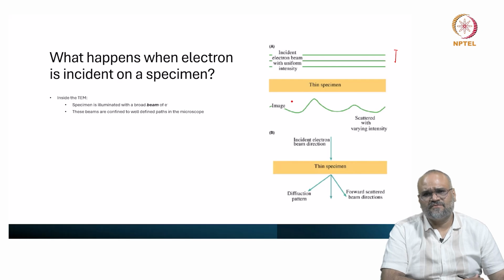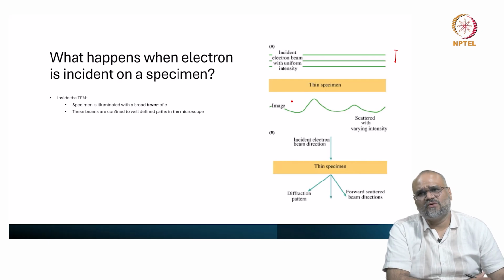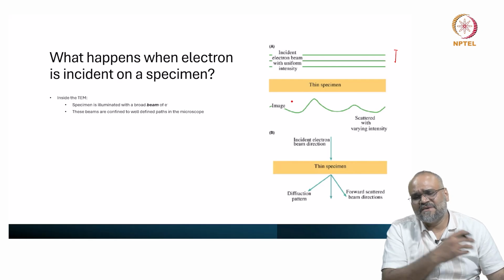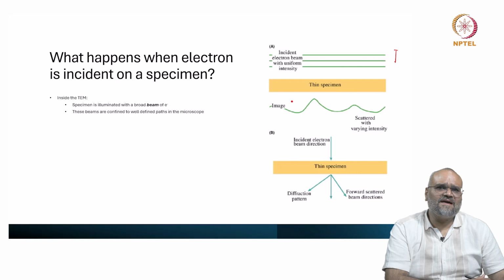But these beams are restricted to well defined paths within the electron microscope, and based on the principles of Rutherford backscattering and also a few concepts that you will see when you look at the image formation in high resolution imaging, you can define the trajectory, you can also model the intensity variations, and it is all reasonably well understood.